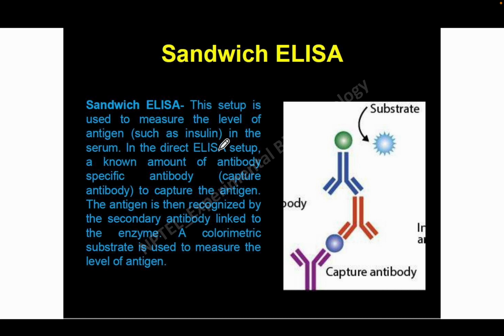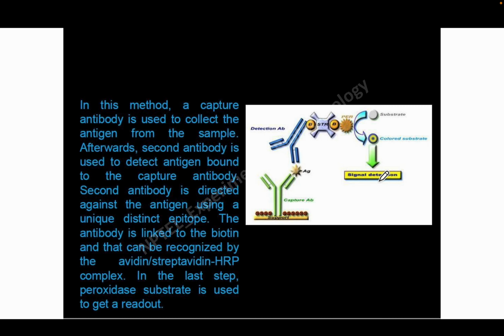Now we'll discuss sandwich ELISA. This setup is used to measure the level of antigen. Sandwich ELISA means you are capturing one antigen with two antibodies, and you are using a colorimetric substance that binds with the secondary antibody and then it lights up.